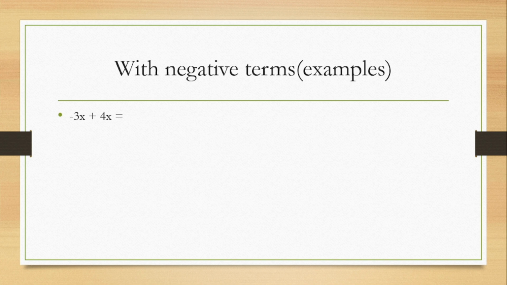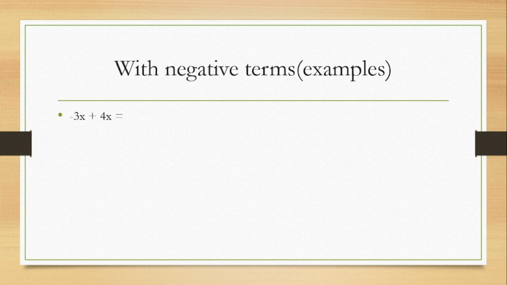Same old. So we're gonna keep the variable as it is and we just subtract here. So we have to check between 3 and 4. Which one is bigger? It's 4. So our answer is gonna be positive. Since the signs are not the same, we subtract and we take the sign of the bigger number. So 4 minus 3 is gonna be how much? It's gonna be just 1x, right? We keep the variable as it is and then we subtract the numbers.